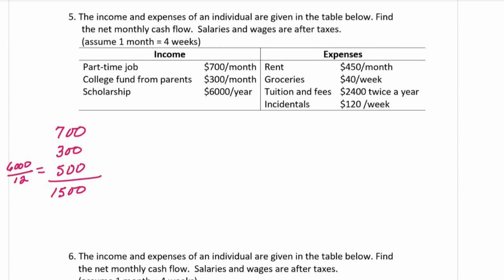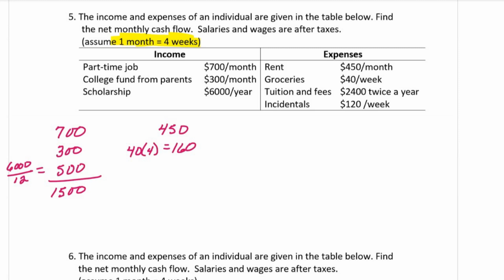Now, how much money do we have going out? Well, rent is $450 a month. Groceries are $40 a week, and we are told that 1 month is 4 weeks. So we're going to have 40 times 4. So that's $160 a month for groceries.